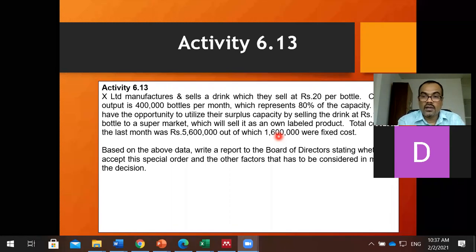The total cost for the last month was 5.6 million, of which 1.6 million were fixed. So if you take the fixed cost out, 4 million is the variable cost. You got it? Total cost is 5.6 million, out of which 1.6 is fixed. Once you take the fixed out, variable cost is 4 million. Can you quickly calculate the variable cost per unit? A few seconds.